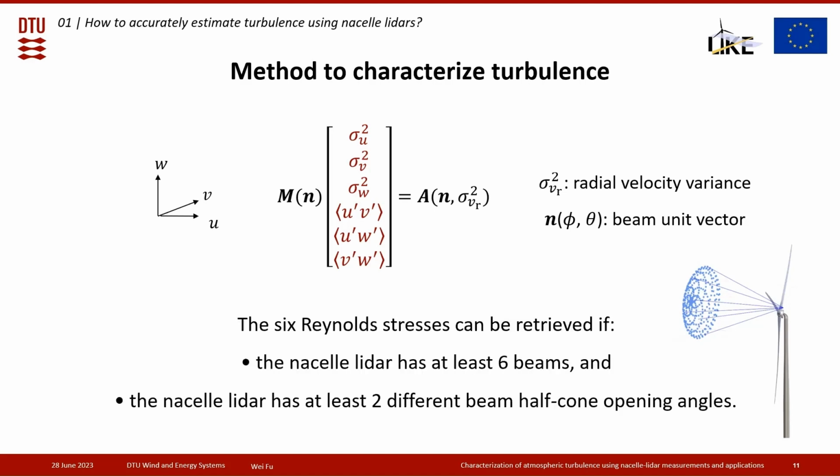We can see we have 6 unknowns in this equation, and so we need at least 6 radial velocity variances measured at different locations to fully solve this equation. Therefore, we have this requirement for the LiDAR scanning pattern. The nacelle LiDAR should have at least 6 beams and at least 2 different half-cone opening angles, so that the 6 equations here won't be linearly dependent on each other.